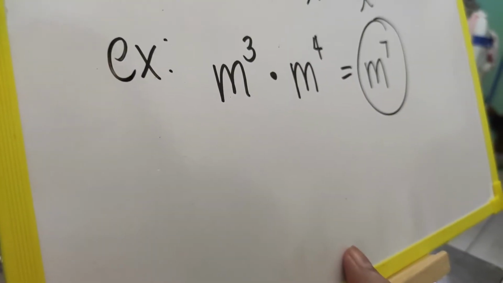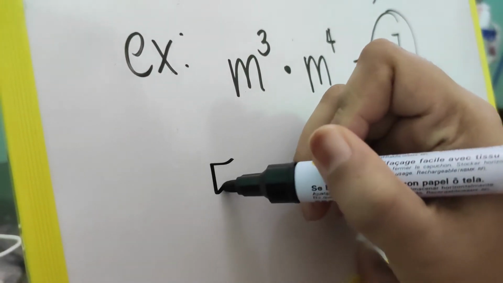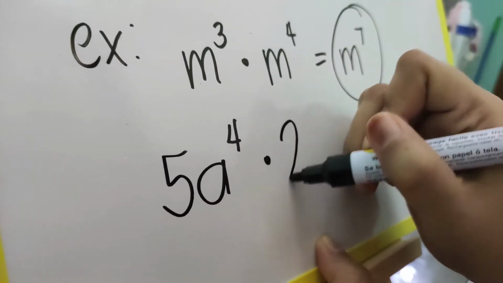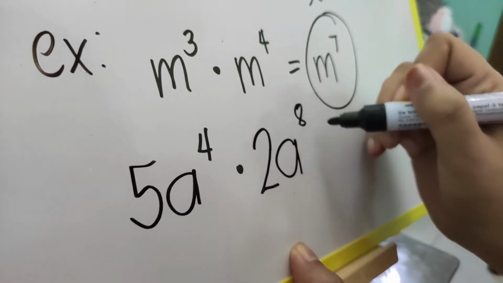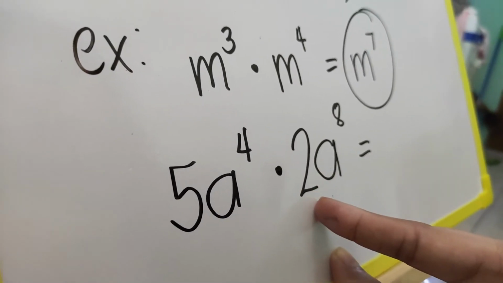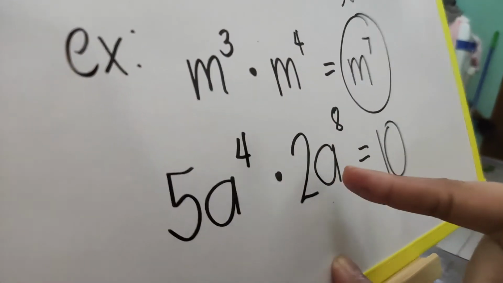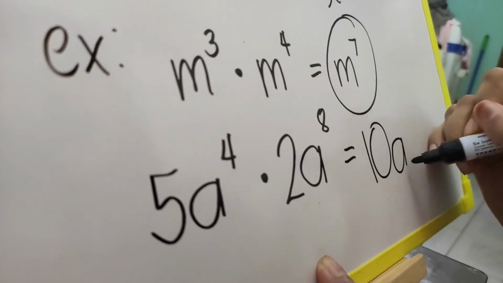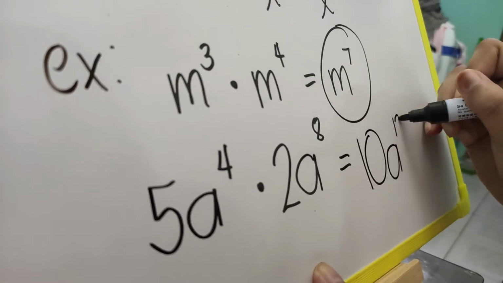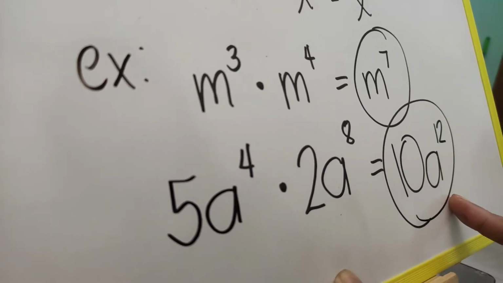Let's have another example. This time, we are going to include a numerical coefficient. So for example, we have 5a to the power of 4 multiplied by 2a to the 8th power. First, what we have to do is to multiply both the numerical coefficients. So we have 5 times 2, and that is 10. And then you have to copy their common base, which is a. Then you just add the exponents 4 and 8, and we'll get 12. So therefore, the final answer would be 10a to the power of 12.